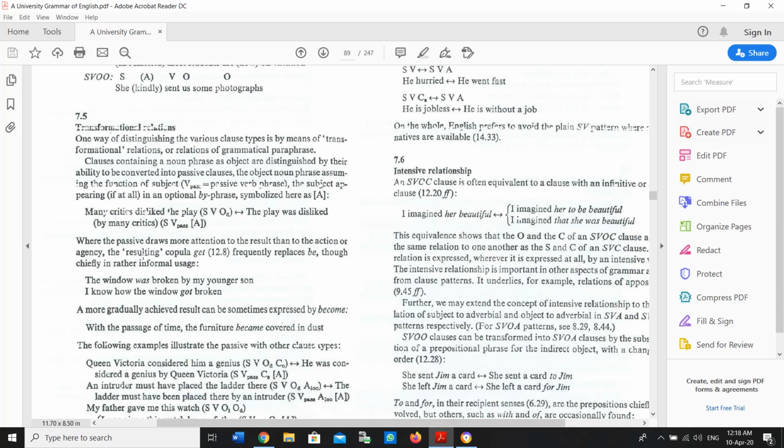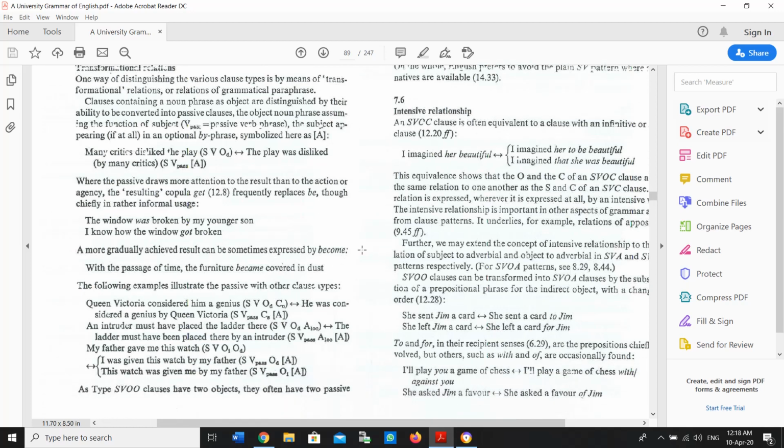The resulting copula get أحيانا بالcolloquial language or everyday language you can hear, or sometimes you might hear the window got broken أو تقولون the window become broken. Colloquially they can use get and become instead of verb to be. And this is correct, but for us as learners of the English language, we prefer to use verb to be in the passive more than this copula, get or become.